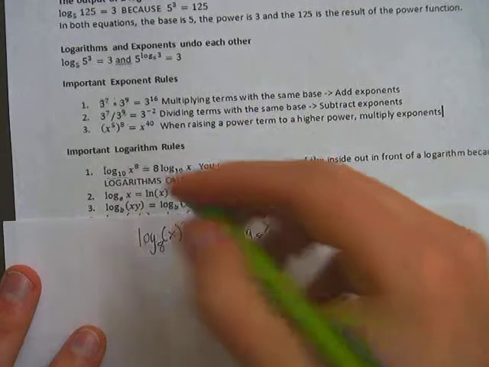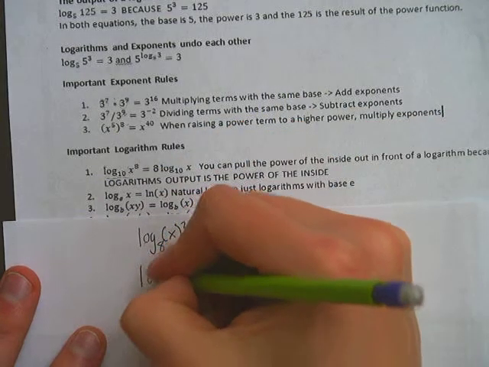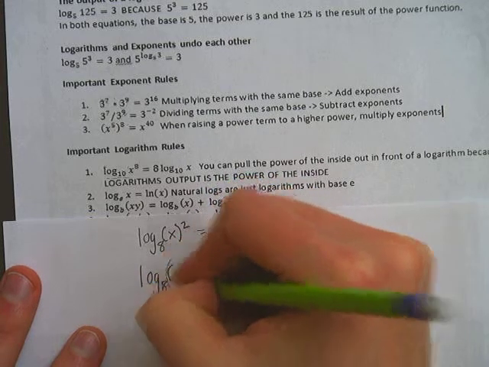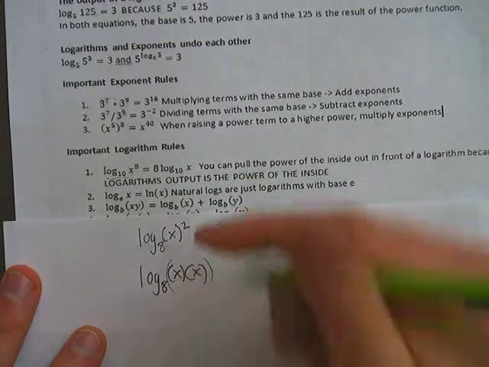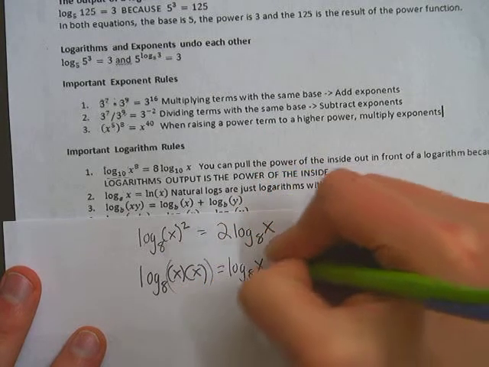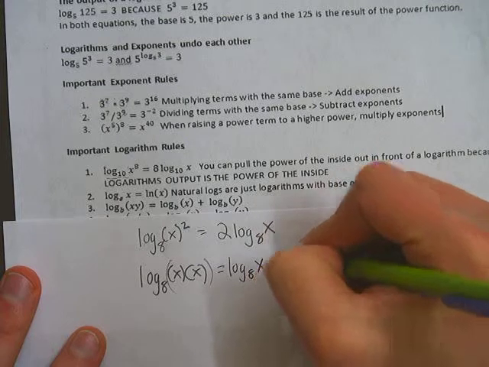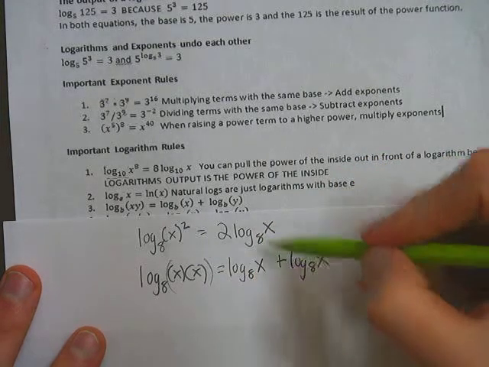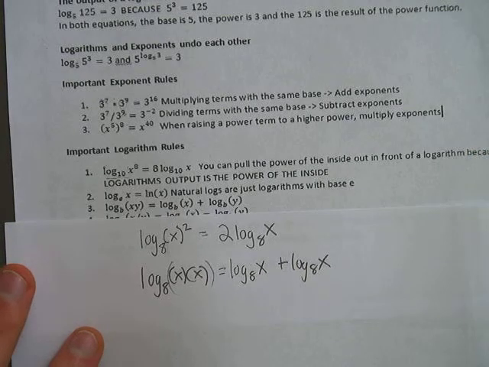So we know this is the answer using the first thing up here. So let's do this now the multiplication way. So this is log base 8 of x times x. So I can just write this as log base 8 of x plus log base 8 of x. And hopefully you notice that these are exactly the same, giving an indication that this might be a pretty legit method.